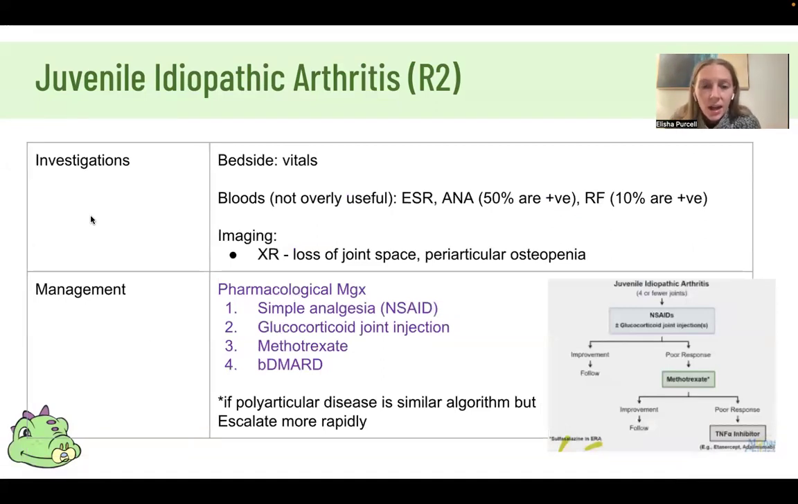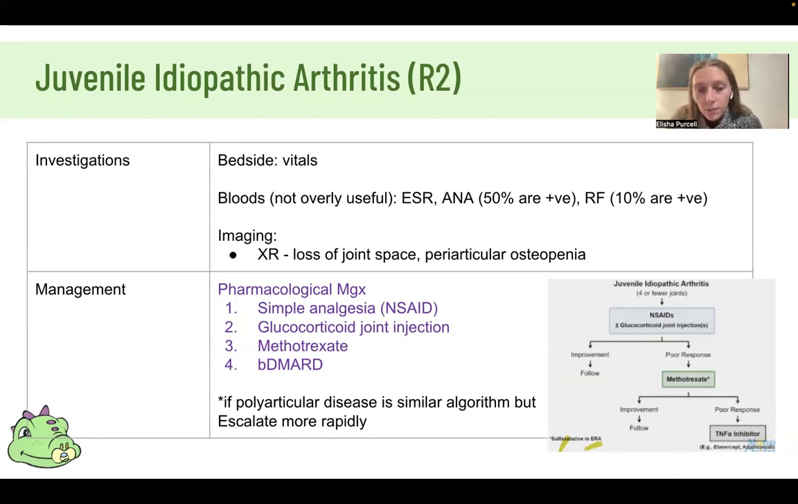Investigations, nothing too exciting. Bloods, although you get taught a lot about ESR and rheumatoid factor, are actually not overly useful, but in an OSCE setting, absolutely bring them up if you remember. Imaging, you can just do plain X-ray. Management, I think, is a good one to remember for this condition. It came up a little bit.